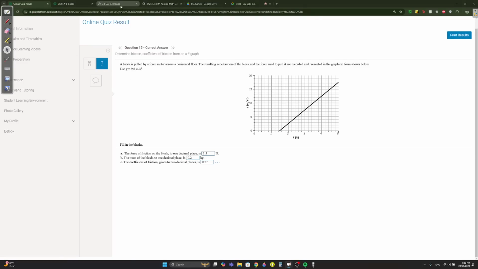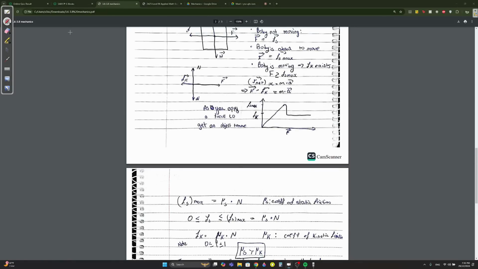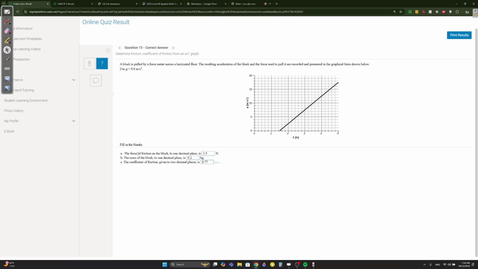If you remember in our notes, I drew this graph just to show you that as force increases, friction increases until it reaches a maximum static friction. And then when it starts moving, that's when the acceleration begins. So the friction when acceleration begins is the kinetic friction. And that's what they say. When they want the force of friction, they're asking for kinetic friction.